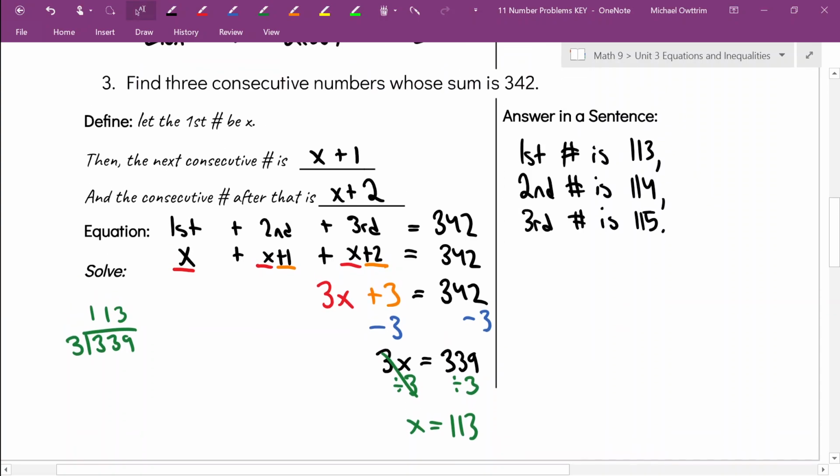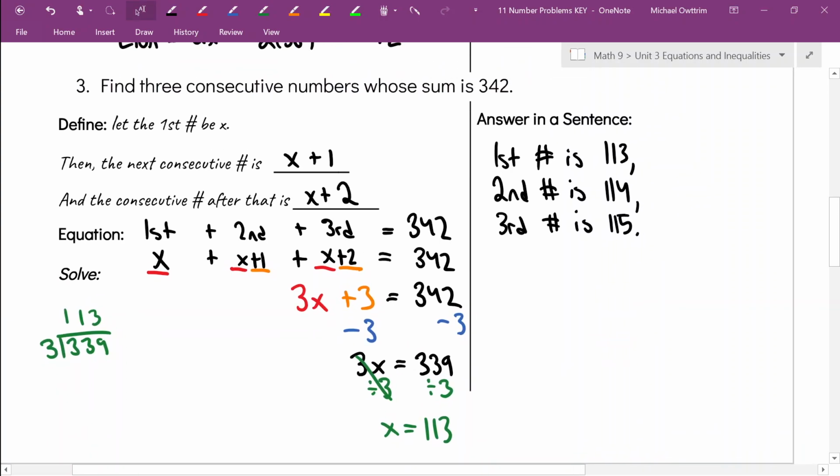Now, with all of these, you can check that your answer meets the criteria of the question. So we want them to be consecutive numbers, and they are one after the other. And then we want the sum of those to be 342. So of course we could check our 113, 114, 115 added together. 3 plus 4 is 7, plus 5 is 12. 2 carry 1. 4, 3 does in fact equal our 342.